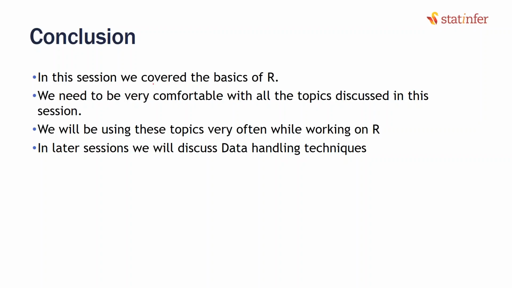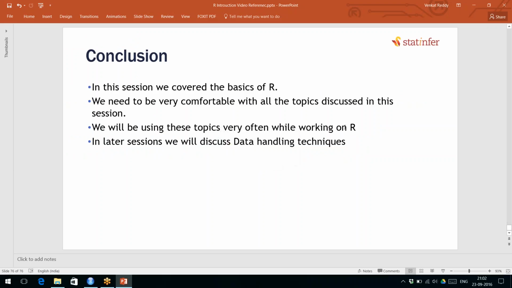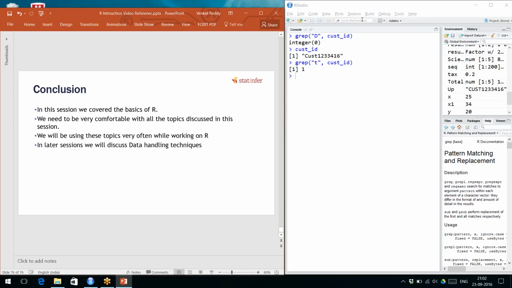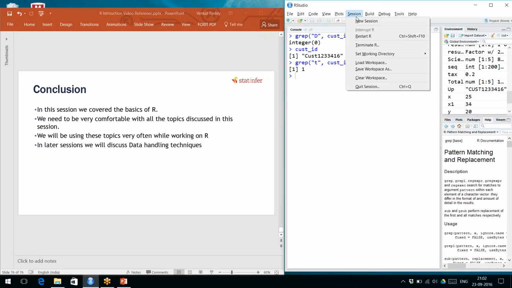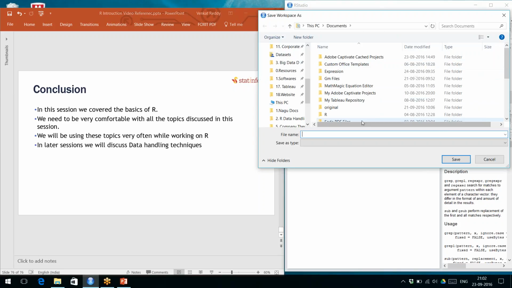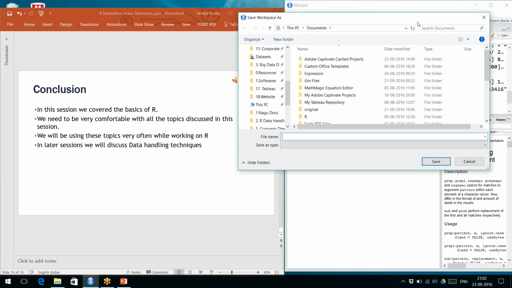Now I'll pause here. As I discussed with you, I'm going to show you how to save the whole workspace image. So let's get back to saving the workspace. We can go to Session and Save Workspace As. So we can save the whole workspace. It is not like saving the simple R code. It will save the whole workspace image.